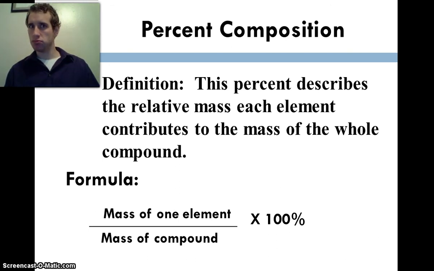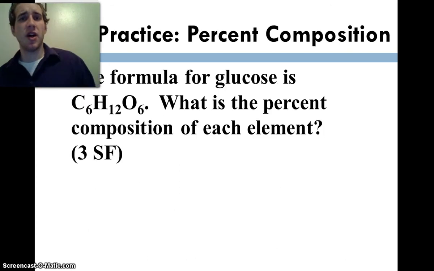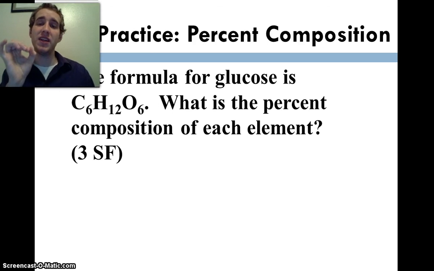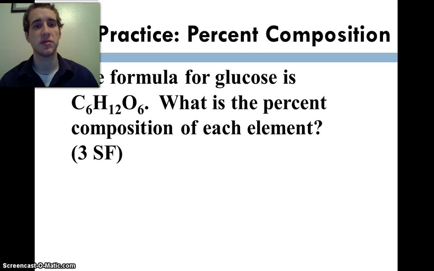How you feeling? Let's give it a shot. So here's our practice question. The formula for glucose is C6H12O6. What is the percent composition of each element in glucose? And here in parentheses it tells us we are looking for 3 significant figures. Well, we know that if we're looking for the percent composition, the percent of the whole, we're going to need to find the molar mass.